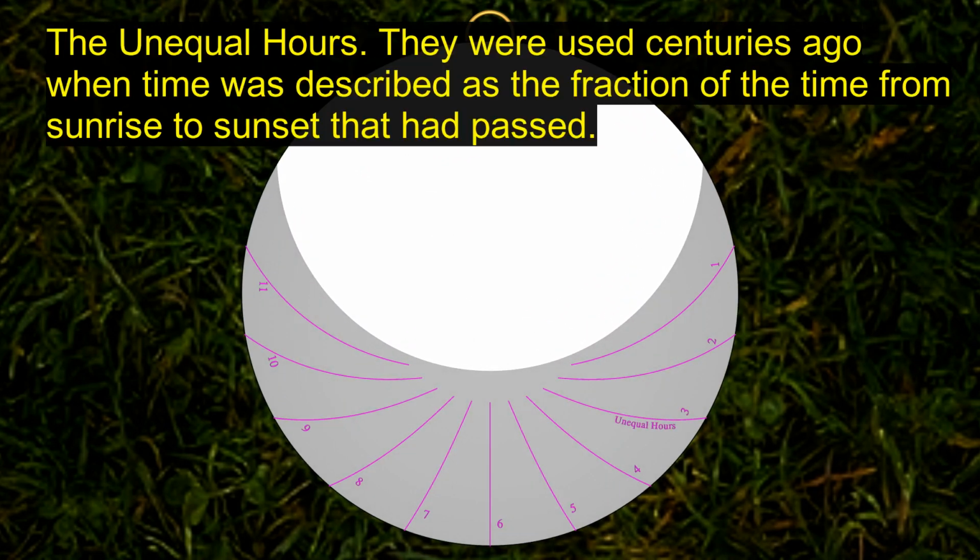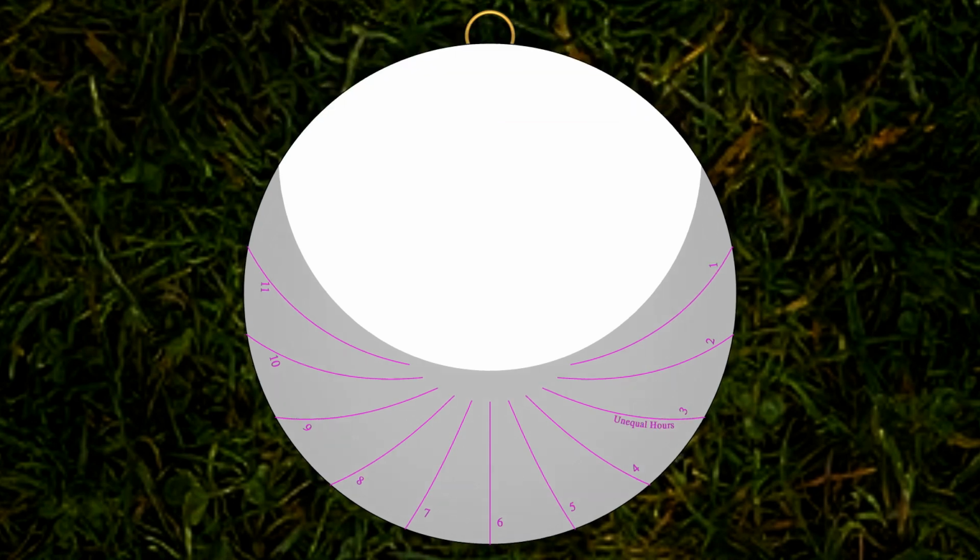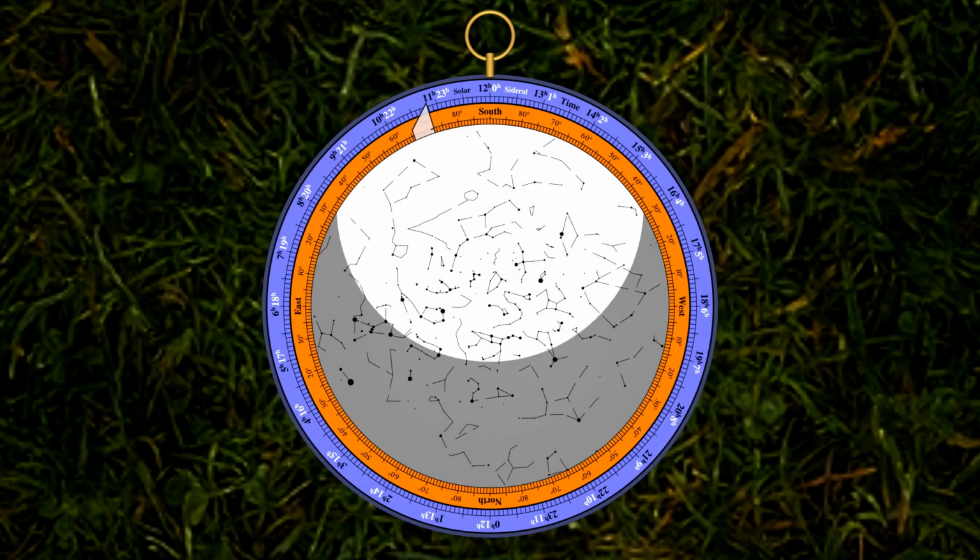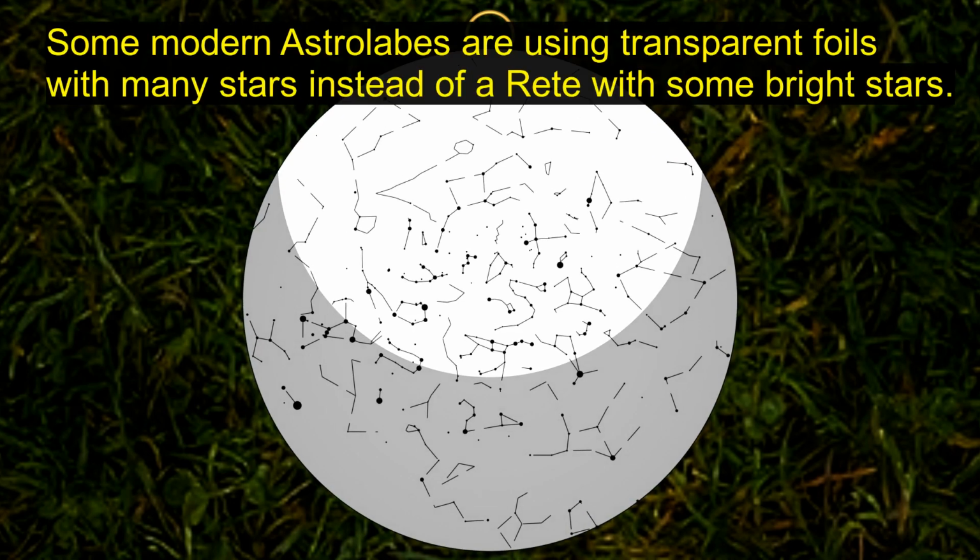The unequal hours. They were used centuries ago when time was described as the fraction of the time from sunrise to sunset that had passed. Some modern astrolabes are using transparent foils with many stars, instead of a redi with some bright stars.